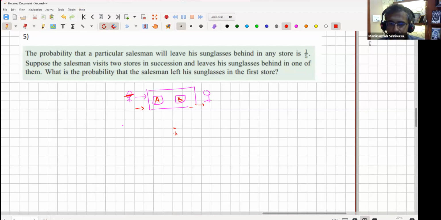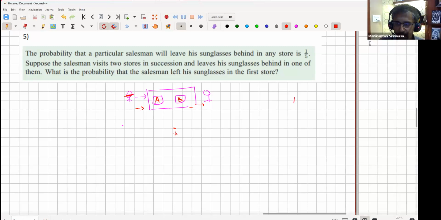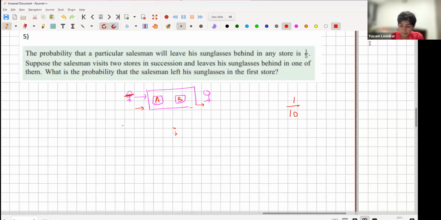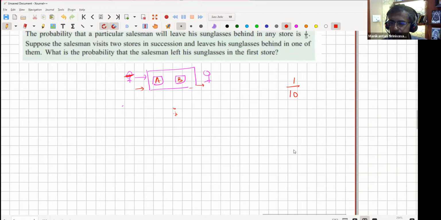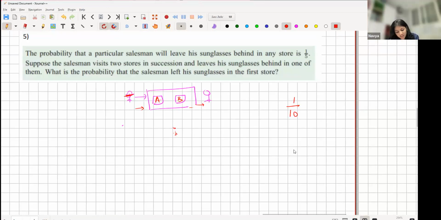Okay. Yuvam, yeah, go ahead, please. The probability. Yeah, so I did some tree method. So I got 1/10. What is the probability that he left the sunglasses in the first? First 1/10. Okay. Anyone else? I got 5/9. 5/9. Okay.